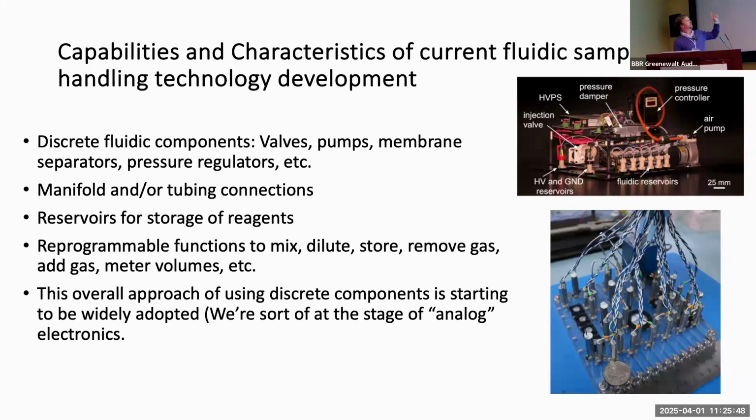Okay. So the brief summary of this is, over the last little while, there's been, I'd say, a shift towards discrete components being built up on manifolds or through plumbing connections to enable this kind of work, trying to take the place of students and postdocs pipetting and moving things around. All of these capabilities are built in, and they're largely reprogrammable. It's not quite as easy as changing your program on a piece of code, but you can lay out plumbing diagrams and reroute things and enable new capabilities.